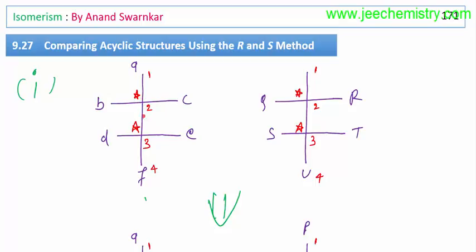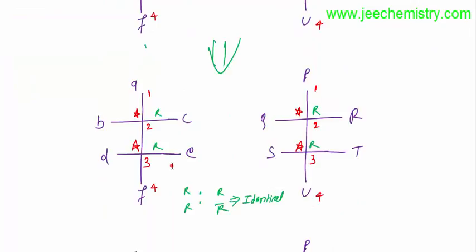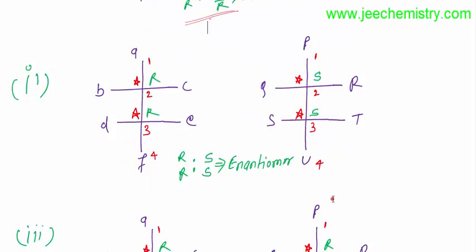Then there are two chiral centers. This compound also has two chiral centers. What is the relation between these two compounds? Suppose for this compound, the configuration may be of three cases. The first case is R and R. If this is R configuration and this is also R configuration, and the second compound also has R and R, then the compounds will be identical.